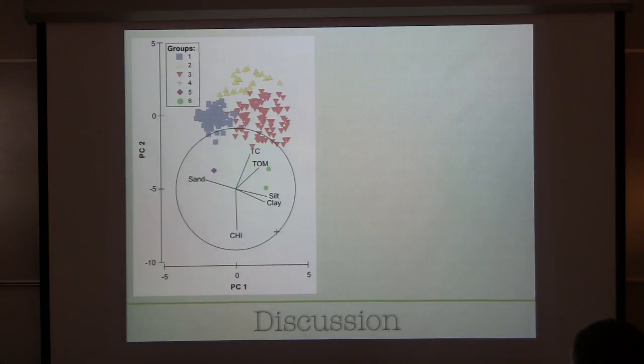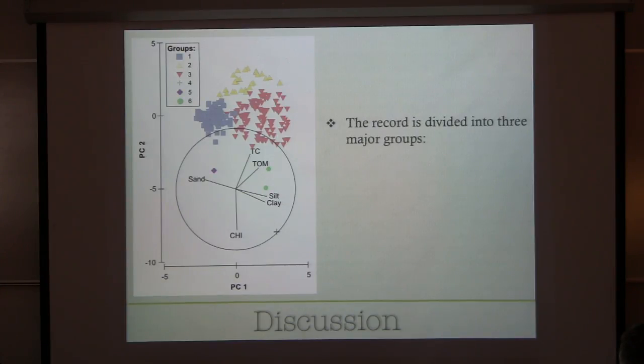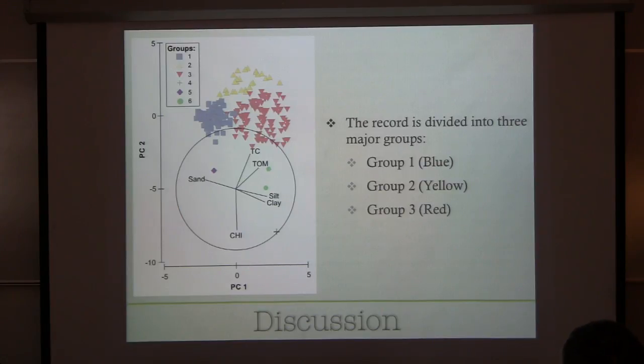All right, so now that we figured out what all of our different measurements meant, we applied them to our statistical groups to figure out how they apply to those groups. And so the record is divided into three major groups. Again, the first one is group 1, being blue. Second is the yellow group. And the third is the red group. We did not look at groups 4 through 6 because they only contain 4 atypical values.